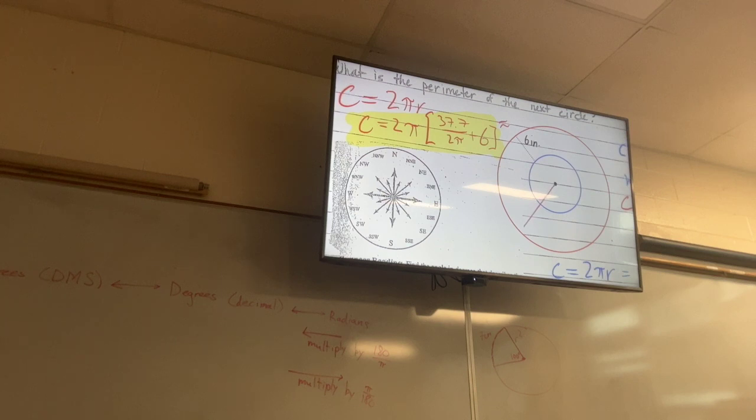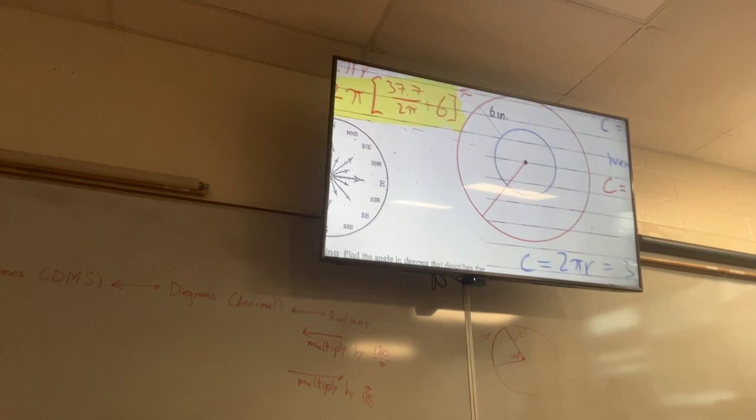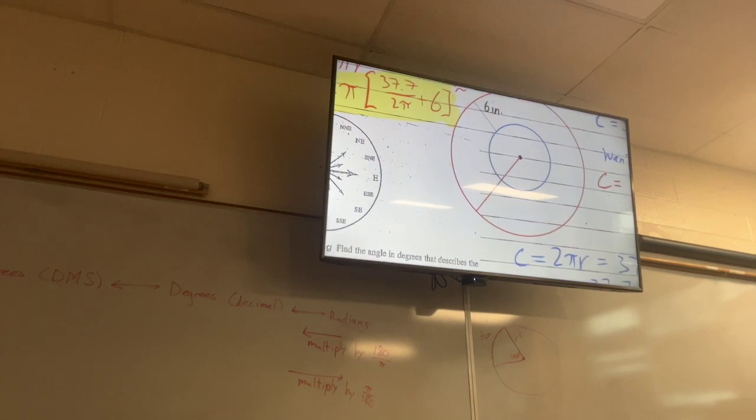That's the radius of the small circle. Okay, so it's 6 pi. So this is 37.7. The radius of the... Oh, is it? Oh, that's a coincidence. It's very close to 6.